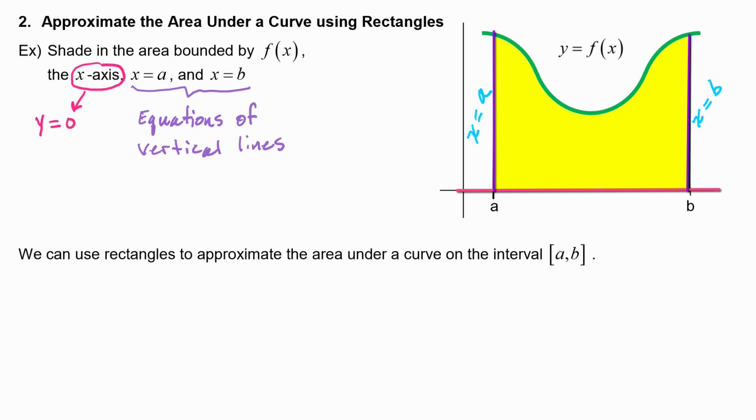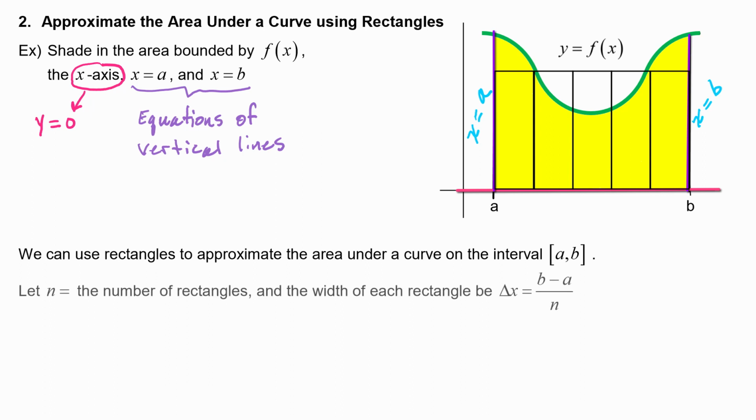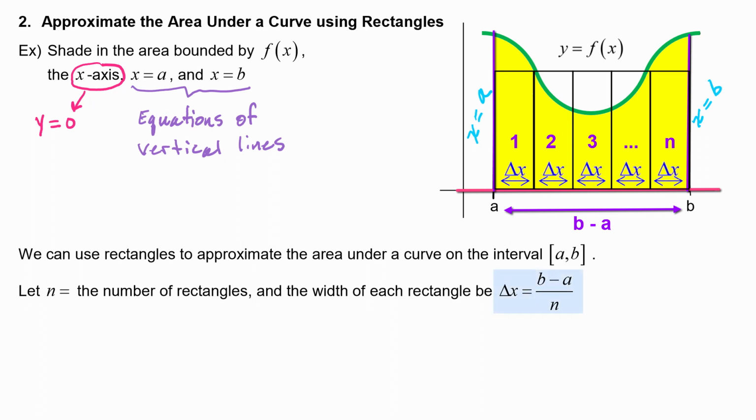We can use rectangles to approximate the area under a curve on the interval from a to b. If we let n equal the number of rectangles, then the width of each rectangle will be delta x, which is the width of the entire interval, b minus a, divided by the number of rectangles, which is n. So if we have n rectangles, then the width of each of those rectangles is going to be delta x.